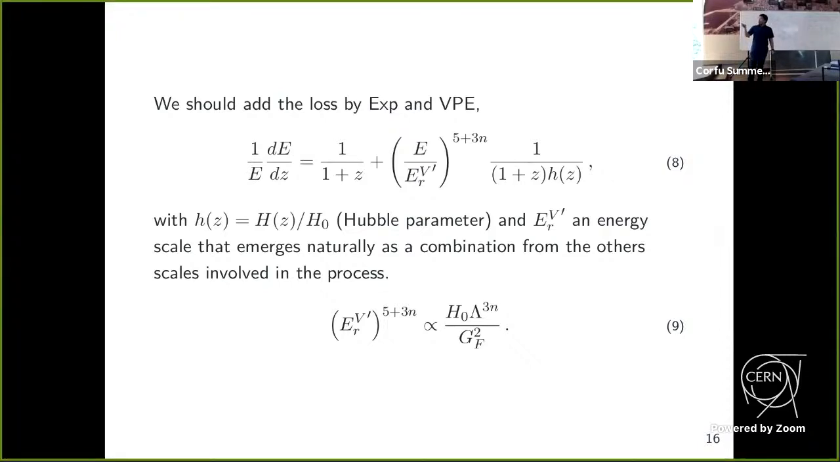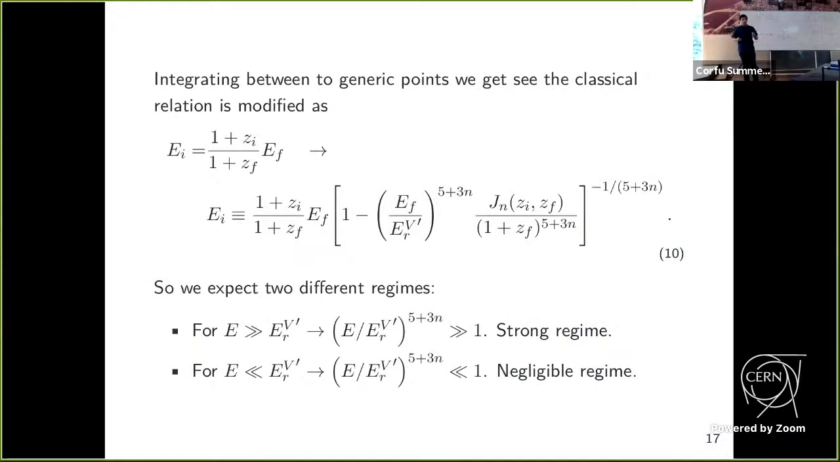We see that the loss of energy due to vacuum pair emission can be written in terms of an energy scale that appears naturally as a combination of the other scales involved in the decay width of the pair production, and also the Hubble parameter. If we solve this equation between two generic points, we see that the relation between the energy at two different points of the trajectory changes from the classical expression to this new expression. In this new expression, we can identify two very different regimes. If the energy of the neutrino is above the scale of energy, we are in a very strong regime. We don't need the energy to be much larger than the scale of energy, only greater, thanks to the very big exponent.